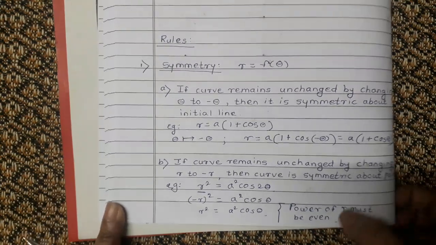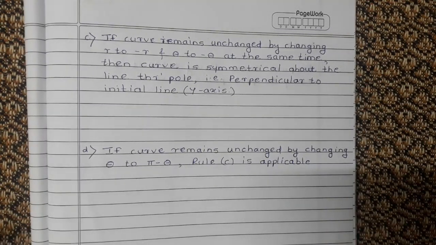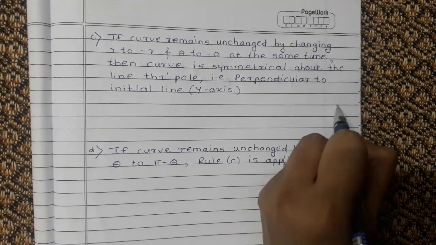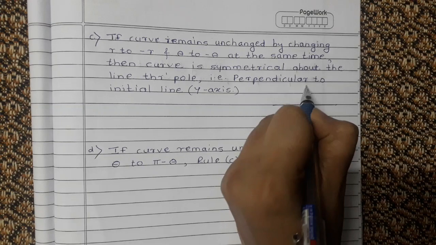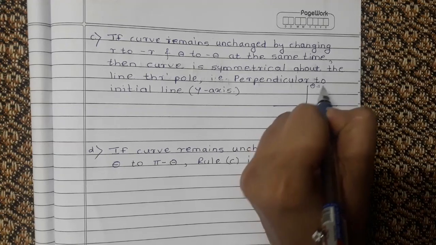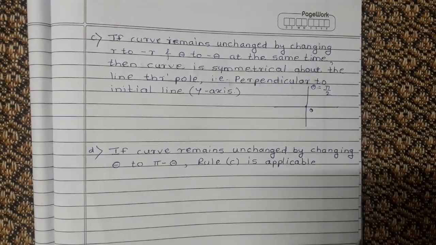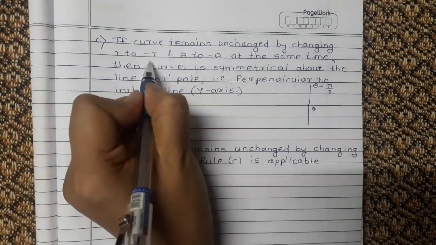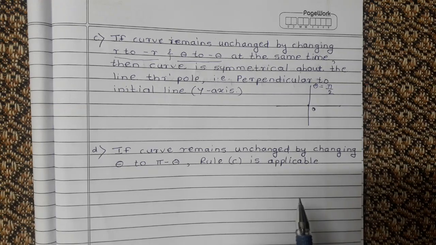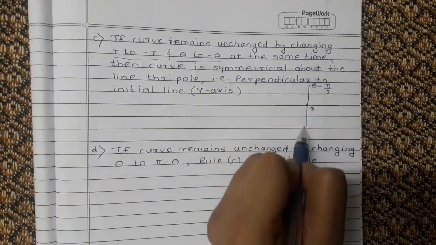Then the next rule in the symmetry is, if the curve remains unchanged by changing r to minus r and theta to minus theta, then it will be symmetrical about the line which passes through the pole. The line which passes through the pole is nothing but the y-axis. Here I am considering the y-axis as theta is equal to pi by 2, right? So when you change r to minus r and theta to minus theta and still the equation remains the same as it is, in that case it will be symmetric about this axis, right?